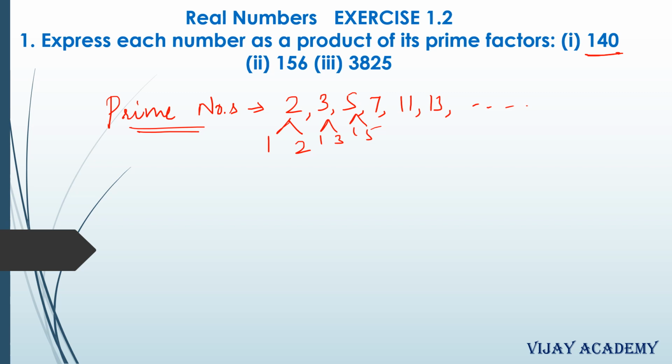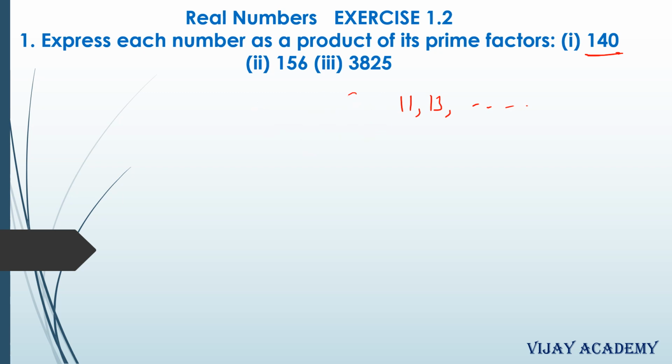So here we need to divide the given number only by the prime numbers so that we get the prime factorization of the given number. The first number is 140. Let us divide 140 by only prime numbers. The smallest prime number that can divide 140 is 2, so let us divide this by 2.